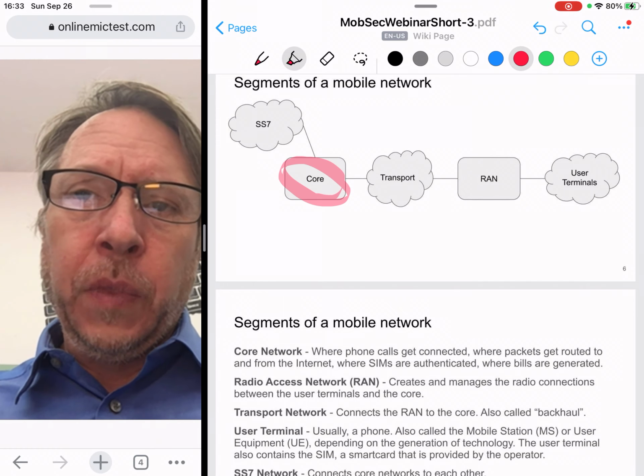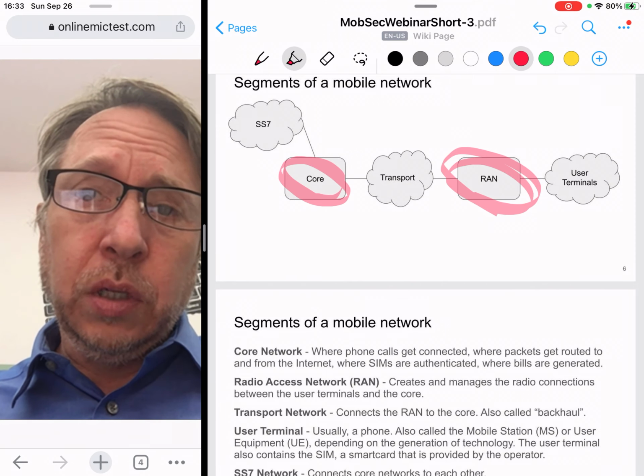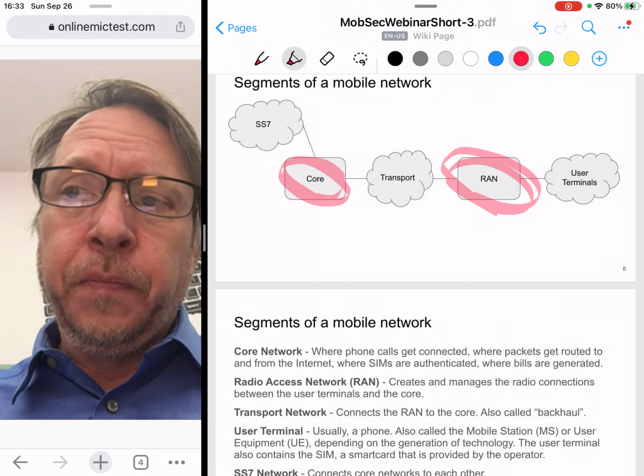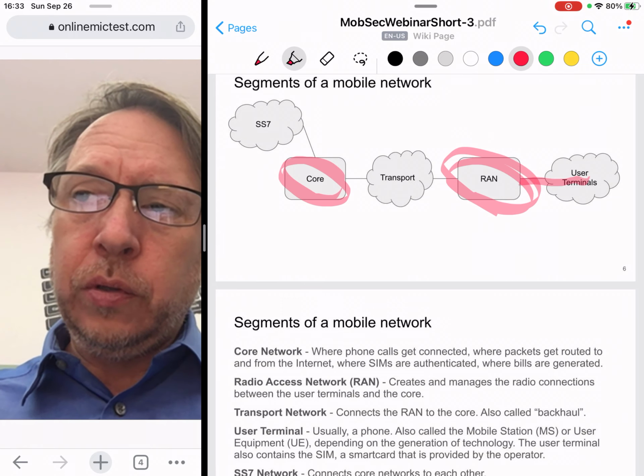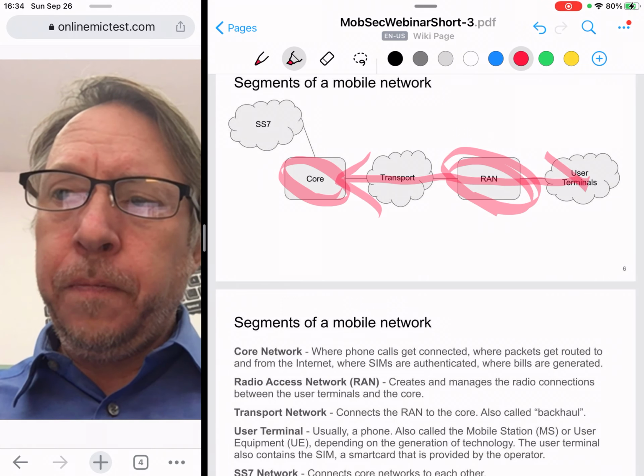Then we have the radio access network. The radio access network creates and manages radio channels, and that's really all it does. It's the visible part of the network. It's the stuff you see on the buildings, but from a functional standpoint, all the radio network really does is create a tunnel between the user terminals and the core network. So if the radio network is working, you have coverage, and that's really the only service you're getting from the radio access network.